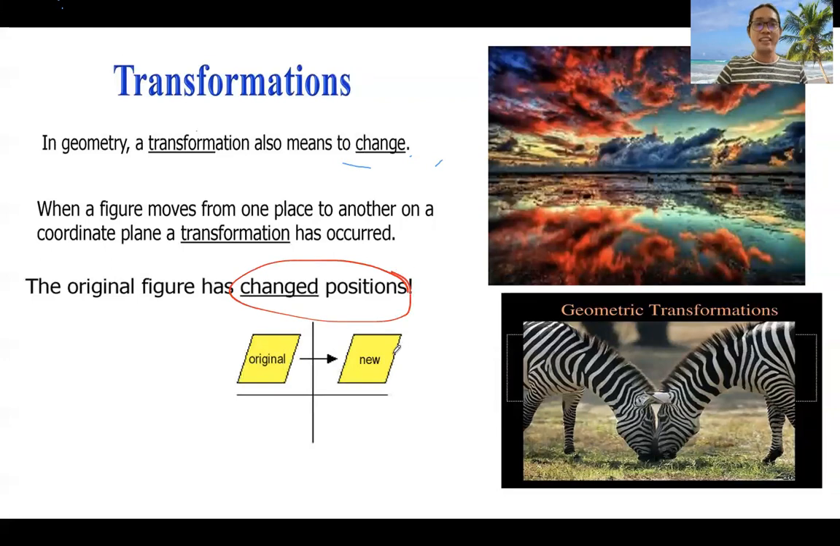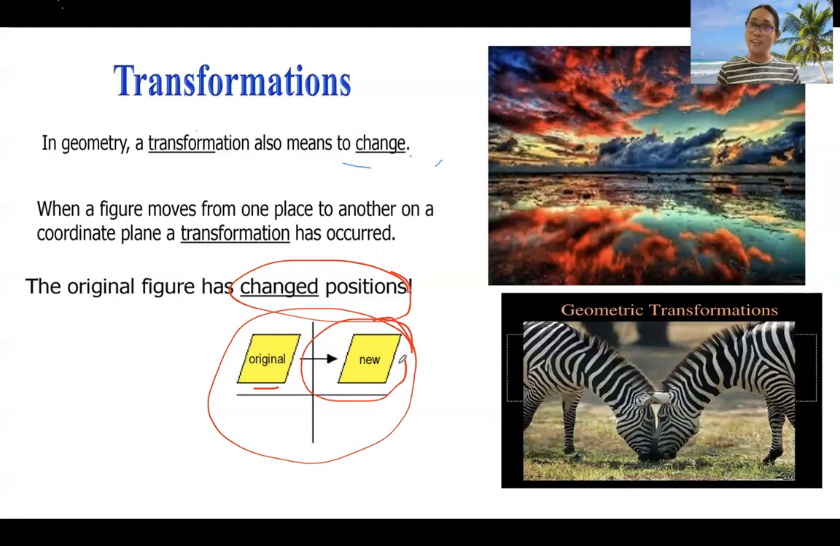As you can see in this image, we have an original image and it turns into a new image, or it moves into another image. So there is a change of image, in short, of the position itself. That is the basic concept of transformation in geometry. Now let's compare this to functions in pre-calculus. How do we relate transformation in pre-calculus?